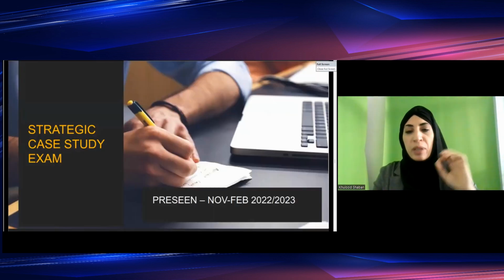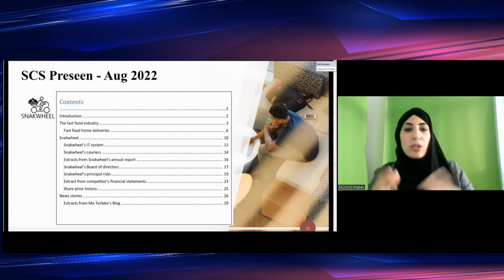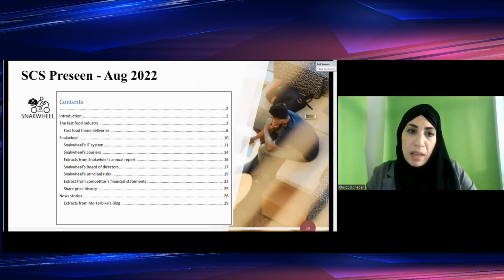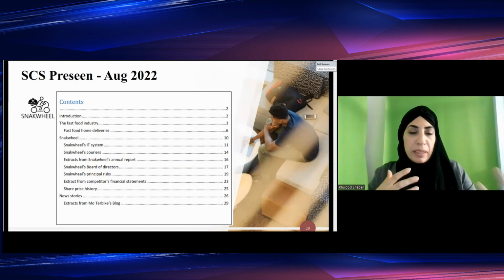Now, the pre-seen, of course, as I told you, is not released. This is the pre-seen of the last attempt, which is August. So this is usually how the pre-seen looks. It will have the name of the company. It was about a delivery company, last attempt, last window.